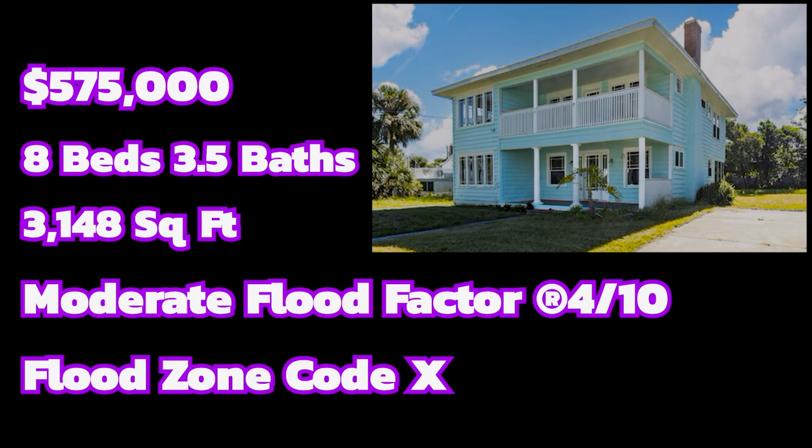Last home on the list is right here. It's a beautiful home, $575,000, 8 bedrooms, 3.5 bath, over 3,100 square feet, and actually falls in a moderate flood zone. It actually falls to a moderate flood zone factor of 4 out of 10, so even lower than the first 2 homes we looked at. But also the flood zone code for this home is X.